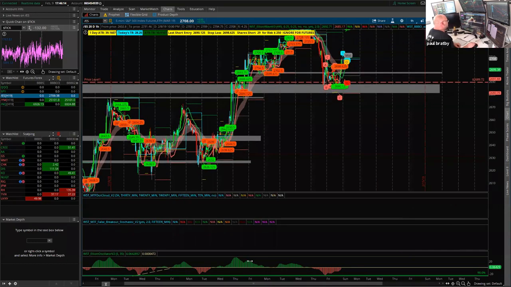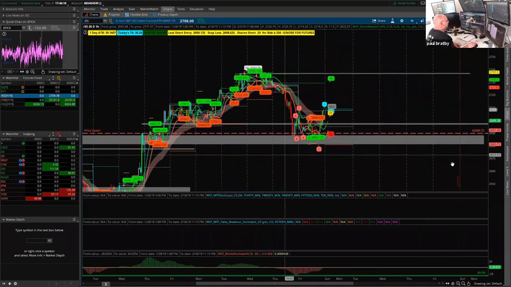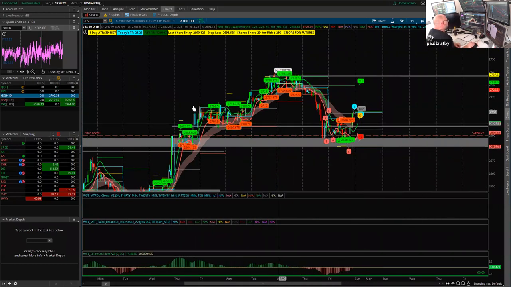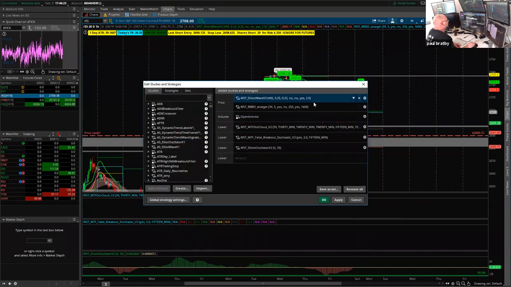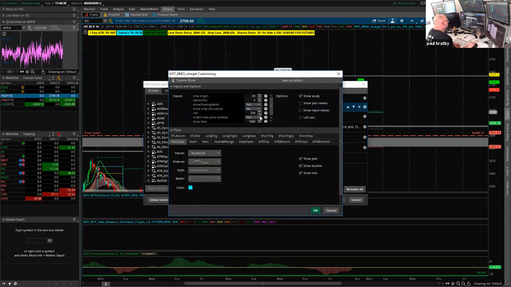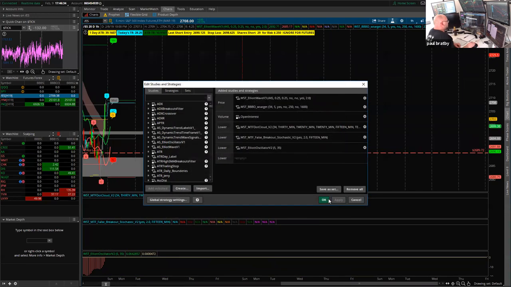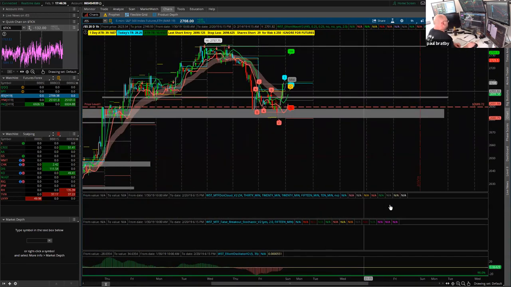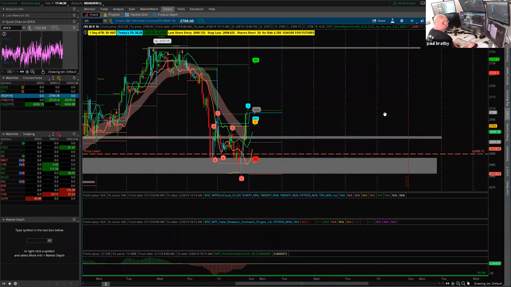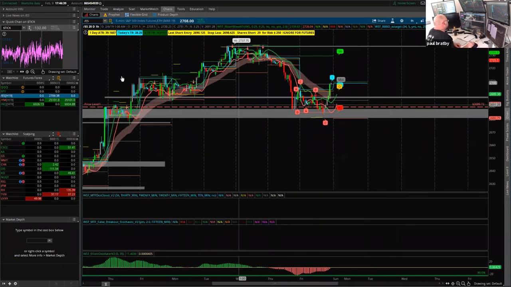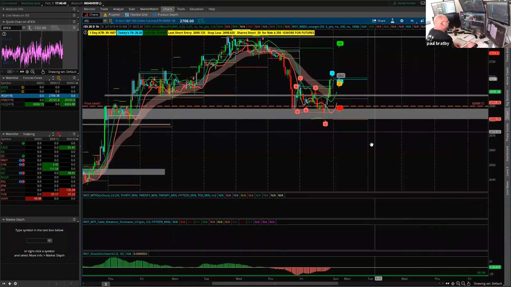I've just extended these two because I think these support levels could be tested again next week here. But I've got this level here. Let me just switch off the bubbles for the breakout strategy a minute. Okay, they're not really useful on the 60-minute. I obviously need them on the 5-minute that I'm day trading. But I want to look at this zone here because I need to understand what's going off for next week.